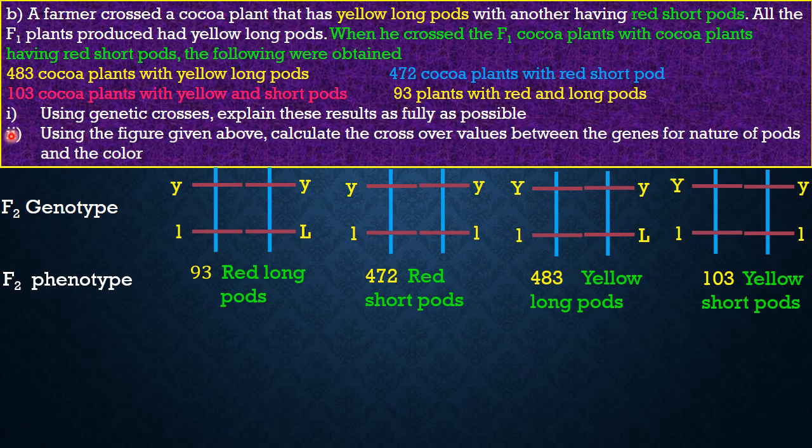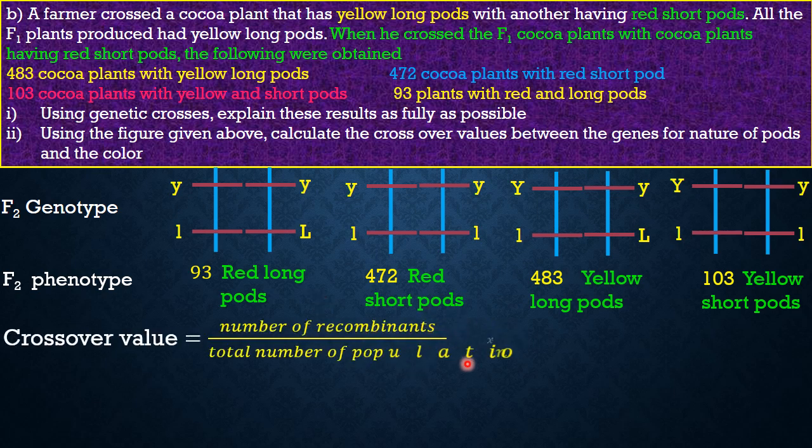The next part is saying that we should use the figures given above to calculate the crossover value between the genes for nature of pods and the color. Now, guys, let's note that the crossover value is defined as the number of recombinants over the total population present multiplied by 100. So now, guys, let's go ahead.